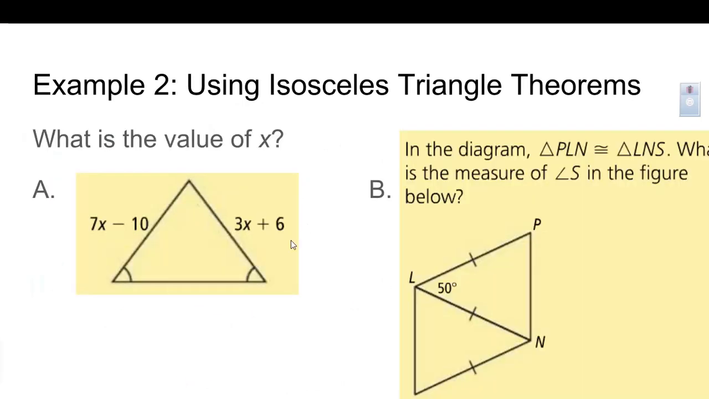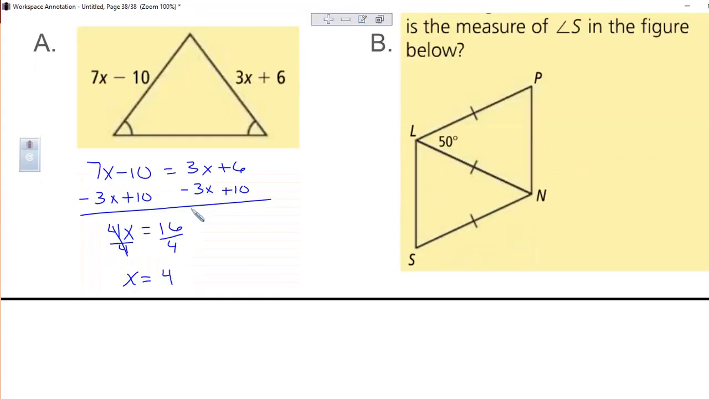So let's take a look at this. In example 2, I want you to try part A. Take what you know about isosceles triangles and the converse to help find the measure of x. So pause your video now and come back when you're done. All right, so based on what we were given here, we have two congruent angles, base angles, which means the sides across from those are congruent. So that means we're going to take each of our expressions and set them equal to each other. Solve for x, and we get x equals 4.